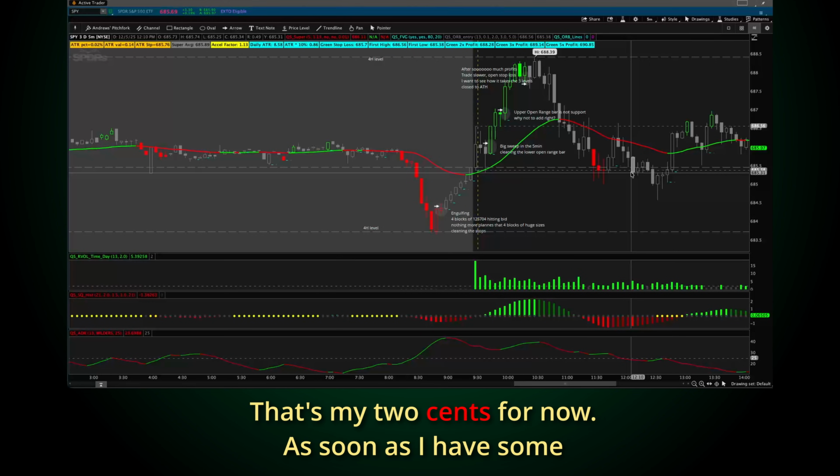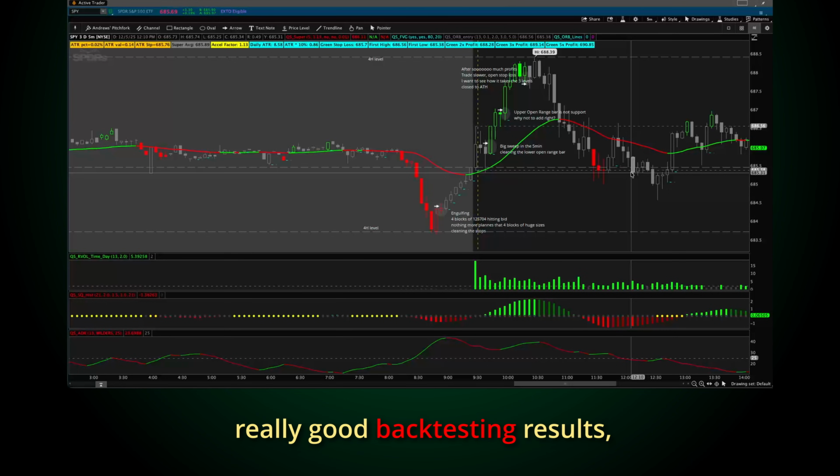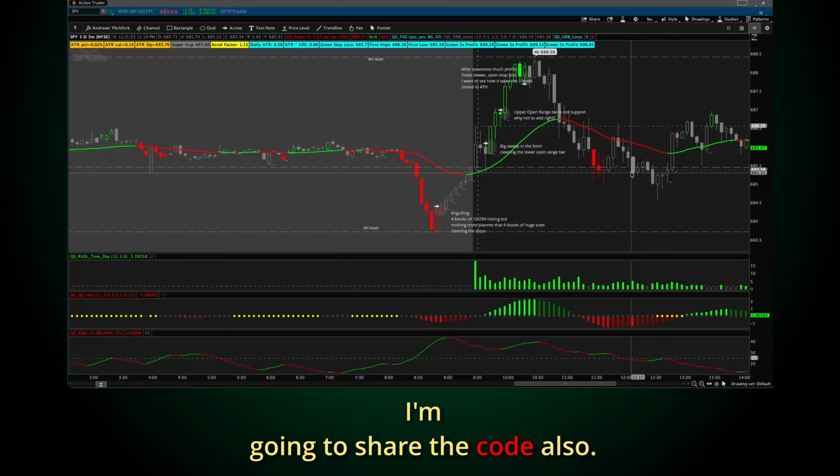That's my 2 cents for now. As soon as I have really good backtesting results, I'm going to share the code also.